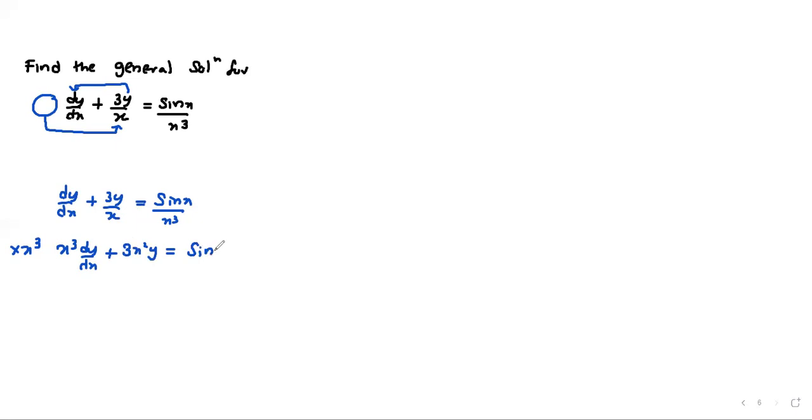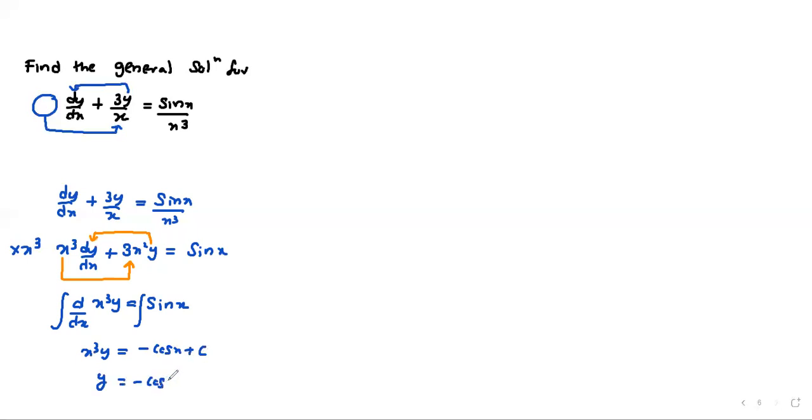It's equal to sine x. Now you can see this condition. The differentiation of y is available here, and the differentiation of x cube is available here. Therefore you can write this as d by dx of x cube y, so that equals sine x. Then you can integrate both sides, turning to x cube y is minus cos x plus c. If you want, you can write y equals minus cos x plus c over x cube.